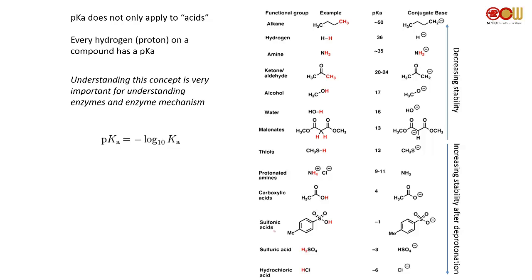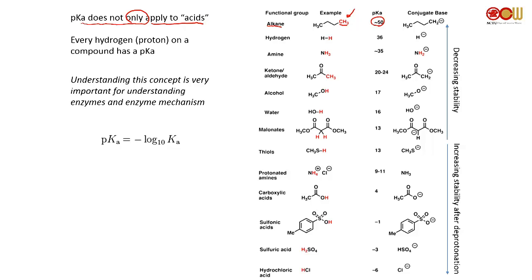All right, so pKa does not only apply to acids. It applies to any hydrogen that you can think of. For example, you can take an alkane. An alkane has a CH3 at the very end. That proton has a pKa. It's pretty meaningless because the pKa is super high. The pKa is about 50.